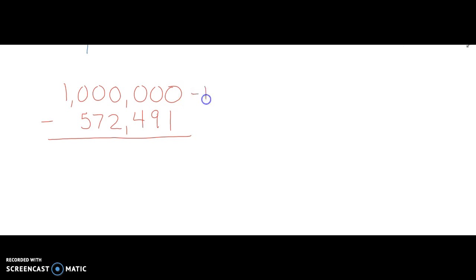So let's subtract 1 here. What is 1 away from 1 million? Well, that's 999,999. Now, don't make the mistake of forgetting to subtract 1 from your other number as well, because you've got to subtract 1 from each in order for this to work. 572,490 is what I would have if I subtract 1 from 572,491. Now let's subtract. 9 minus 0 is 9.